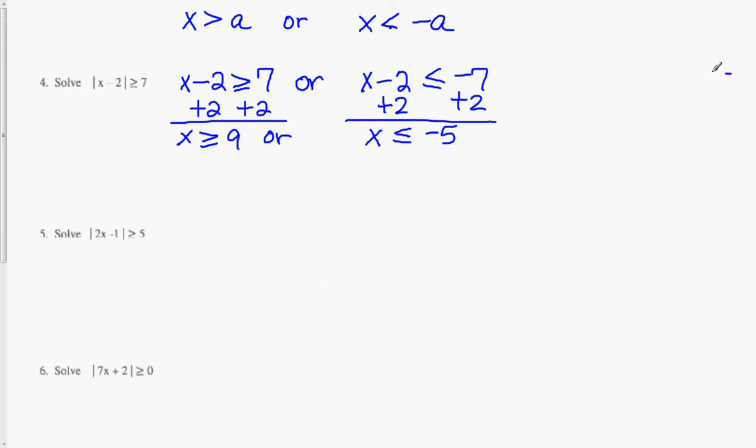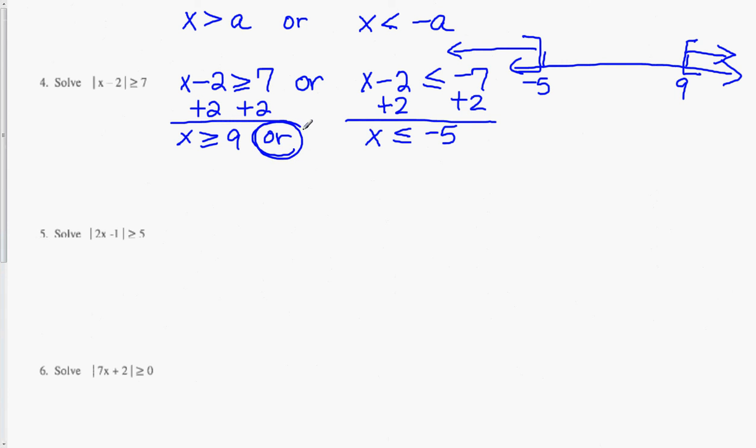So let's come over here and draw my number line. Not very straight, but you get the idea. Greater than or equal to 9. So there's 9. Greater than or equal to would be a bracket, arrow going to the right. Second part says less than or equal to negative 5. Let's just say negative 5 is down there. Less than or equal to would be a bracket, arrow going to the left. So now I've got it right for interval notation. And remember, these were or statements, so they are union statements.